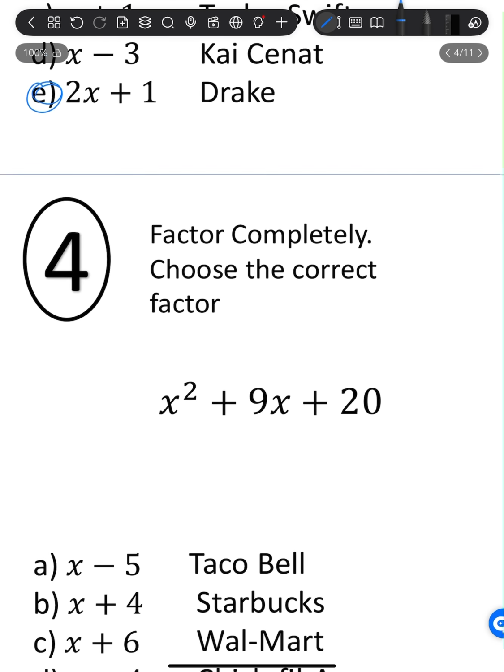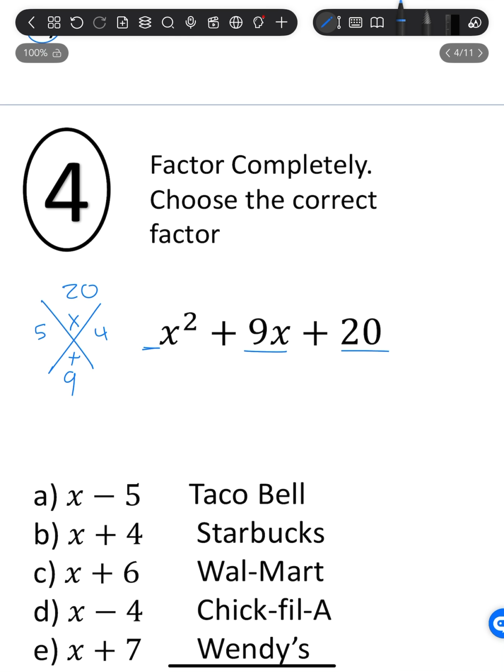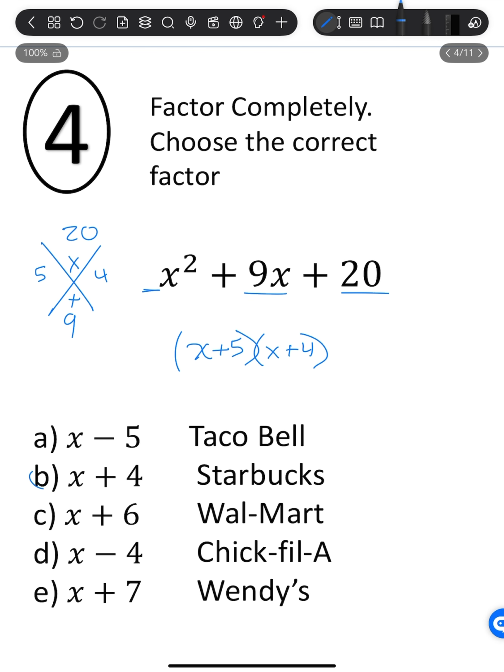Alright, moving on to number 4. We need two numbers that multiply to 20 and add to 9. Going through, 5 and 4. Here I'm going to do the simple method, so we have x plus 5 and x plus 4. And then you should have a match at B.